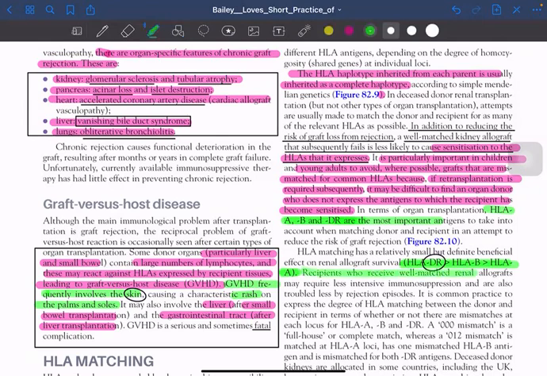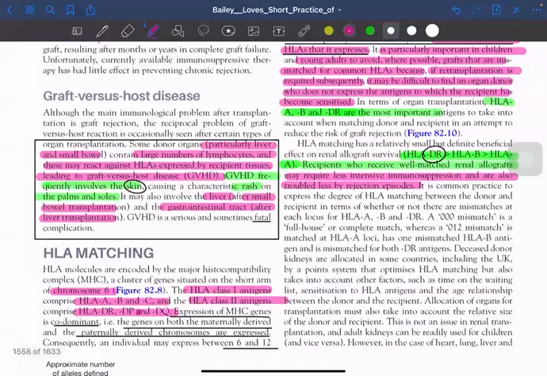Recipients who receive well-matched renal allografts may require less intensive immunosuppression, and they are troubled less by rejection episodes. Now we'll look into the mismatch numbers, or matching numbers. There is a numbering method given to the various HLA matching phenomena. If we call it a 000 mismatch, it means it is a full house and a complete match.